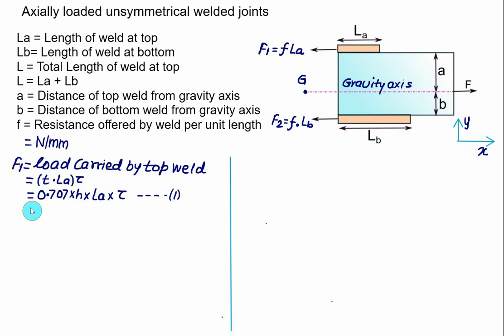And if you know the resistance offered by the weld per unit length, then you can use the value of F multiplied by LA to calculate the load carried by the top weld. Let's say equation number 2.